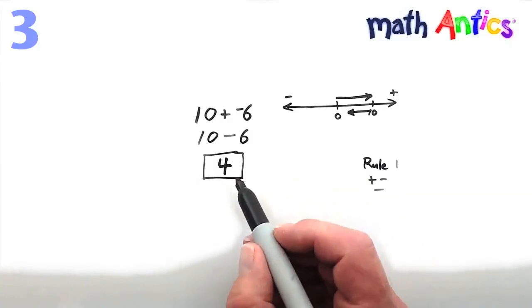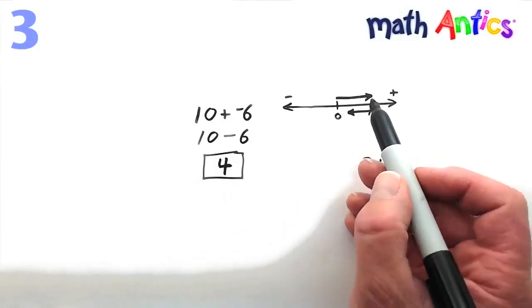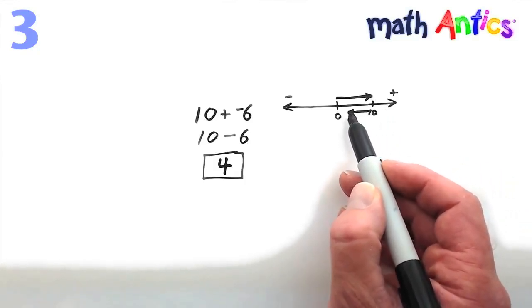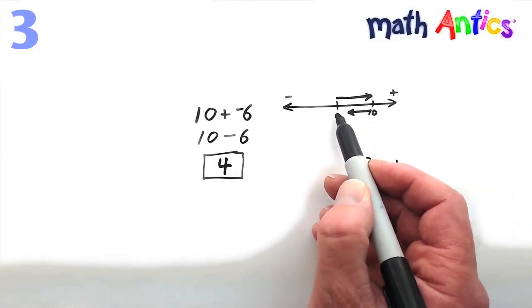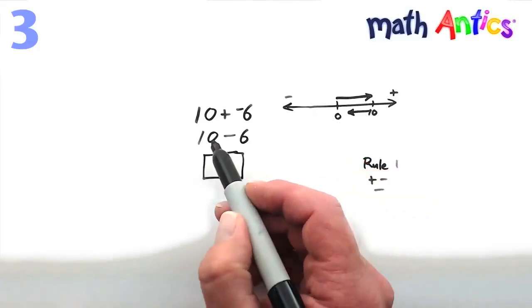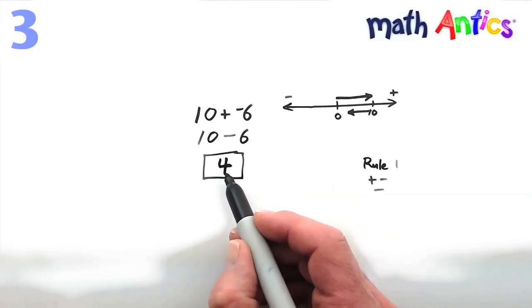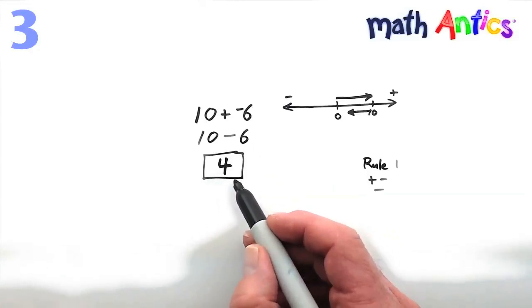The reason that the answer in this is positive is because we started on the positive side, and even though we made it more negative, we didn't go far enough to cross 0 and go over into the negative side. We started with 10, but we only took away 6 of that, so we're still left with a positive 4.